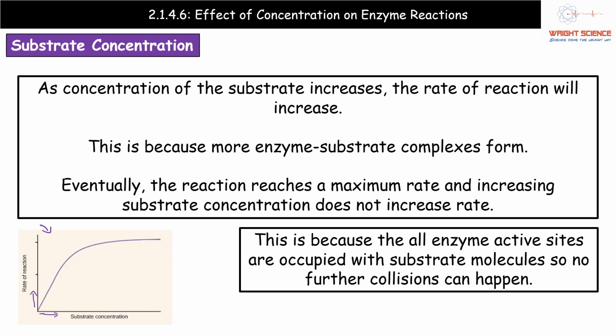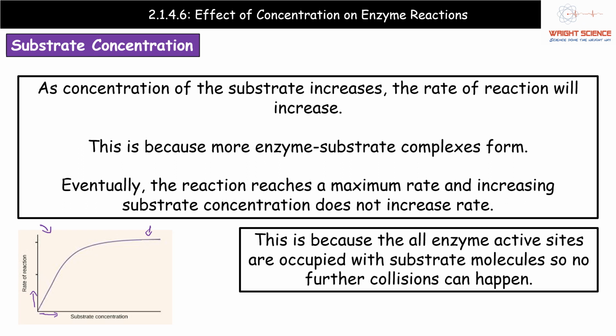The reason for that is that we've increased our substrate concentration, therefore more enzyme substrate complexes will form per given unit of time. However, this is not going to continue increasing forever. Eventually, we reach a maximum rate of reaction, and increasing the substrate concentration is not going to increase the rate. And we can see that where we have the plateau, so the horizontal part of the line on the graph. At that point, the rate is no longer increasing even when we've increased the substrate concentration.